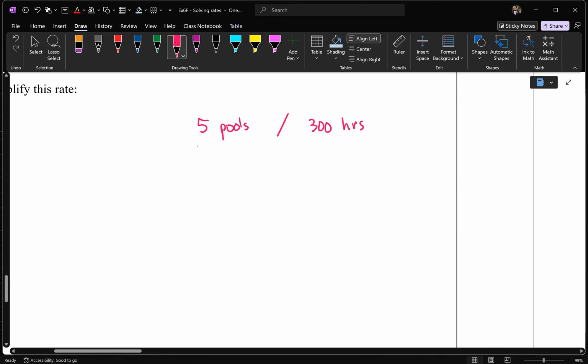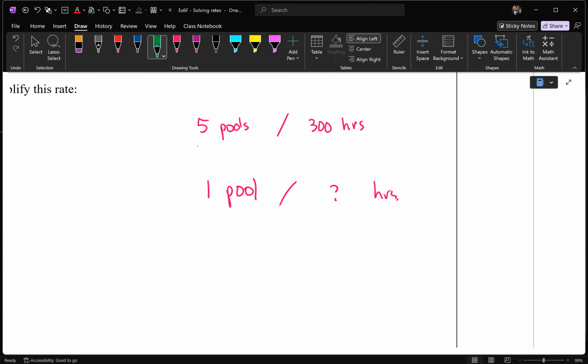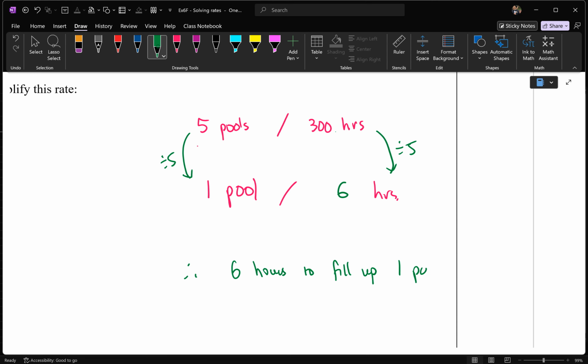To fill up one pool, we need to know how long this will take in terms of hours. Logically, going from 5 pools down to one pool, I need to divide by 5. And whatever you do to one side, you have to do to the other. So 300 divided by 5 tells me it takes 6 hours. Therefore, it takes 6 hours to fill up one pool when you turn on both hose 1 and 2 together.